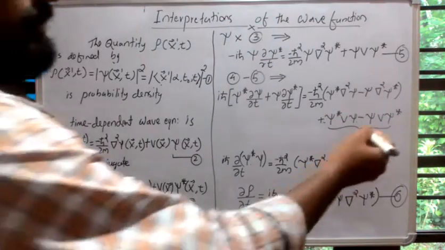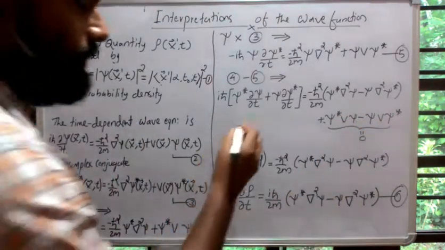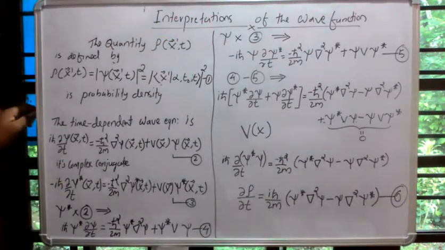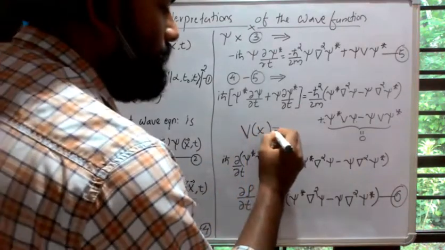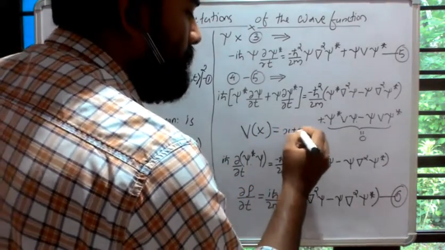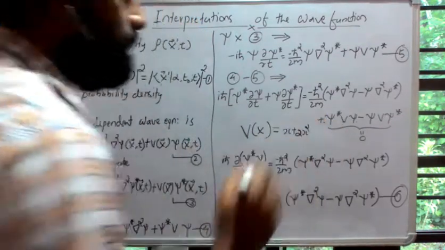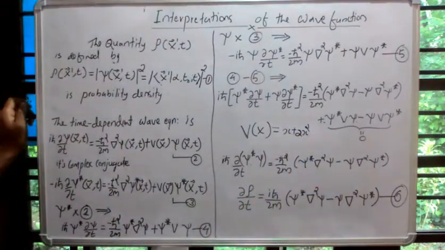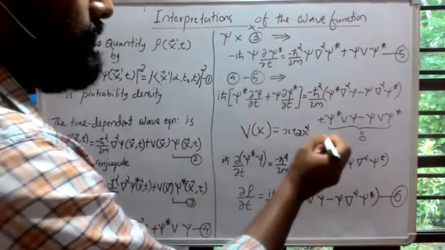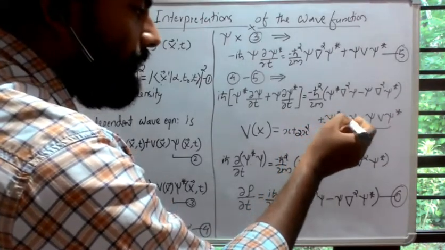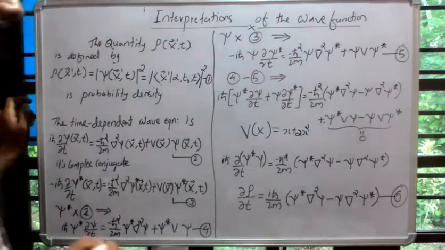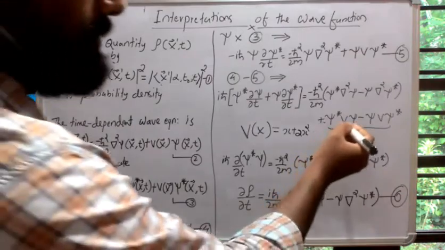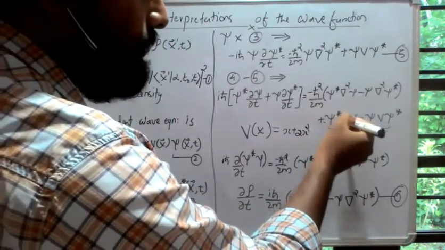Okay, actually this is equal to 0 because our potential operator, our operator v of x, is Hermitian. For example, if this is x plus 2x square, we are operating with this operator, which means we are multiplying with x plus 2x square. It doesn't matter where we apply this x plus 2x square, whether here or here, because this is a Hermitian operator. And next is this psi star psi, so we can use it anywhere.